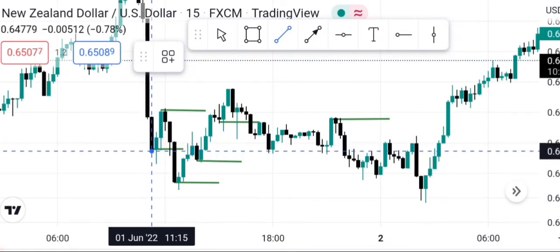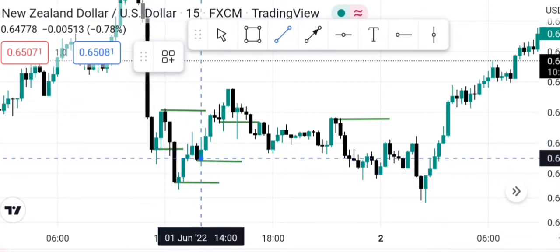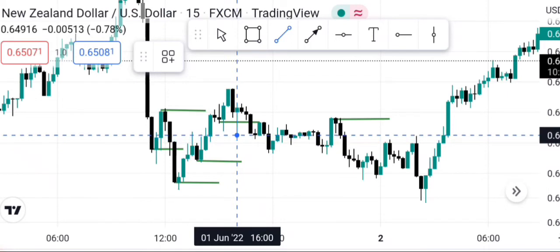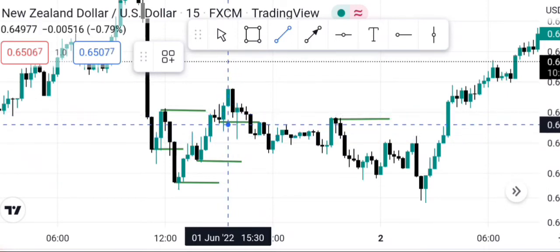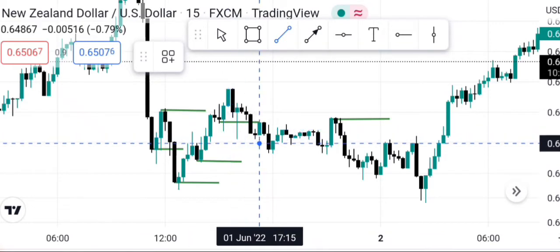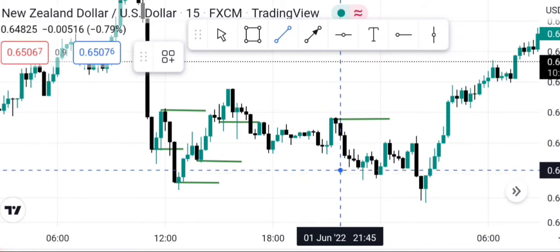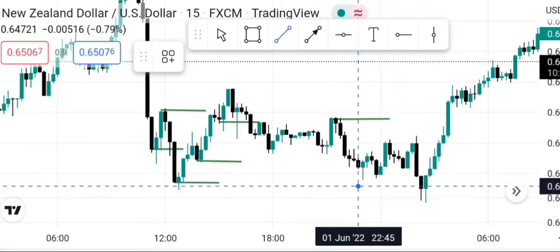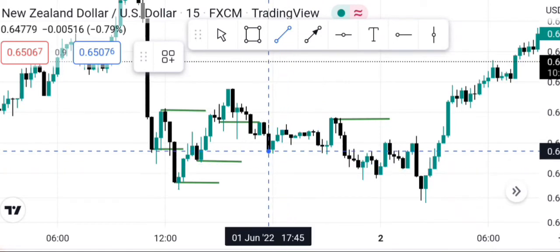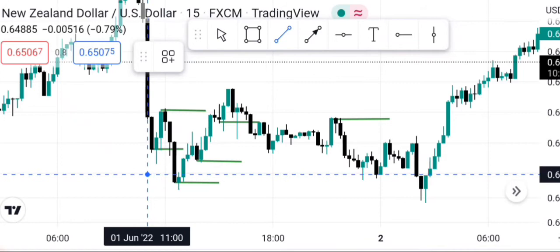This is a support level. This is a support level. This is a support. These two levels here are also identified as support because they showed the willingness to stop falling right here. There's a struggle. So these are all support levels. All lows on the charts are support levels. But remember, not all lows are swings and not all highs are swings.